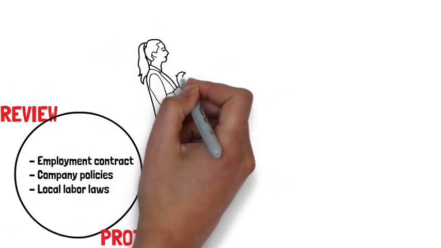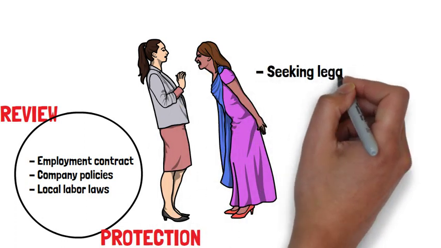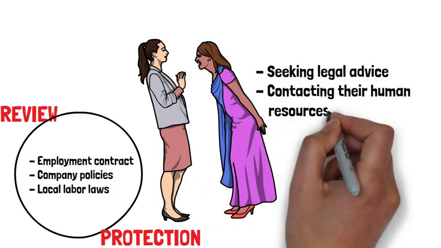If an employee believes their rights have been violated during a disciplinary process, they may consider seeking legal advice or contacting their human resources department for guidance.